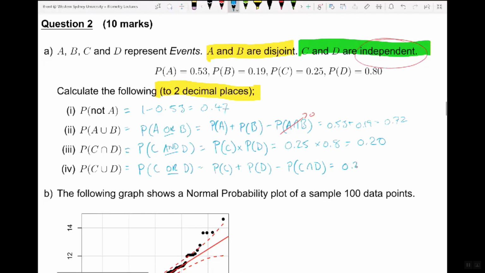C, probability that that occurs is 25%. Probability that D occurs is 80%. Subtract the probability that they both occur is 20%, and that comes out to be 85%, or 0.85 as a proportion. And again, this is something you want to check when you go back through your paper, that you've covered all these little details, the rounding, in this case all to 2 decimal places.